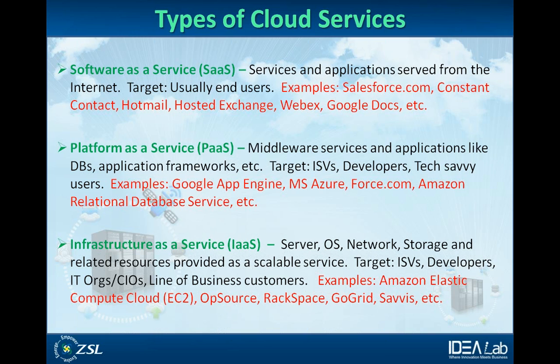The examples are Amazon's Elastic Compute EC2, also known as AWS, Amazon Web Services, OpSource, Rackspace, GoGrid, Savvis, all of these provide infrastructure as a service. And also today's main provider, IBM, is another good example of infrastructure as a service. IBM also plays in the platform as a service model. When I come to the IBM slides, I'll highlight the different services there.